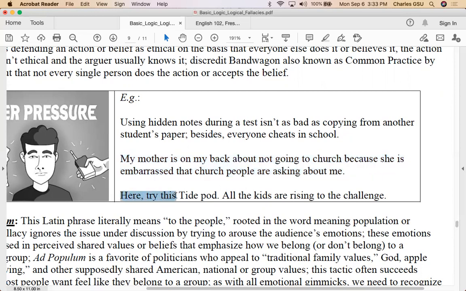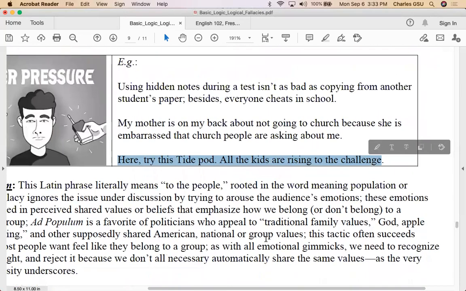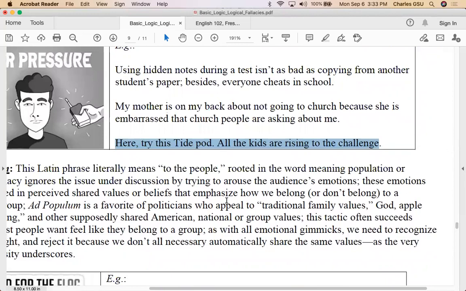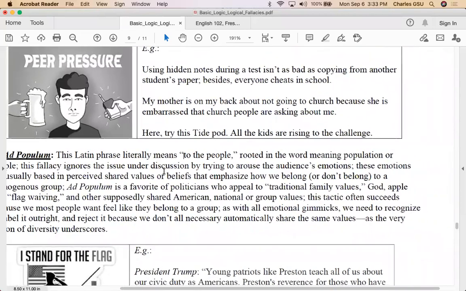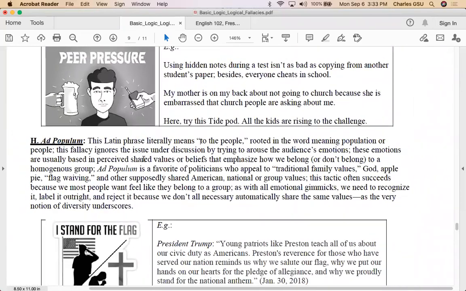Or here, try this Tide Pod. All the kids are rising to the challenge. Yeah, that should speak for itself. Pretty insane. Hope you never did it or encourage people to do it. Or the, I don't know, habanero challenge or cinnamon challenge or whatever new challenge there is. Doesn't make it okay.